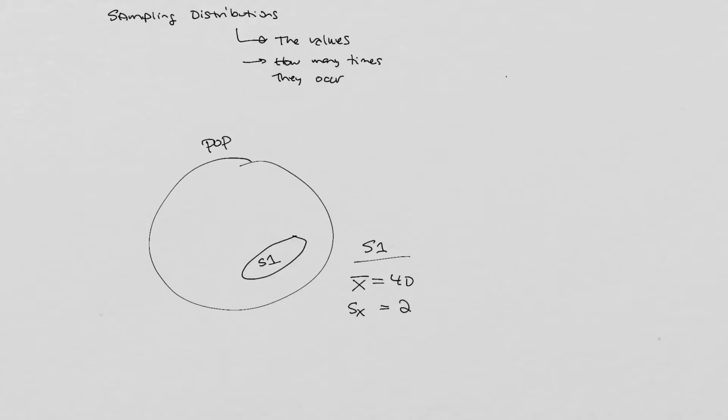And then you go out and you pull out a sample of your own. Let's call it sample 2. And you calculate these same things. So let's say you find your average is 43 and your standard deviation is 1.6. Just because we talk to different people, we got different values. So your sample has different values than my sample.